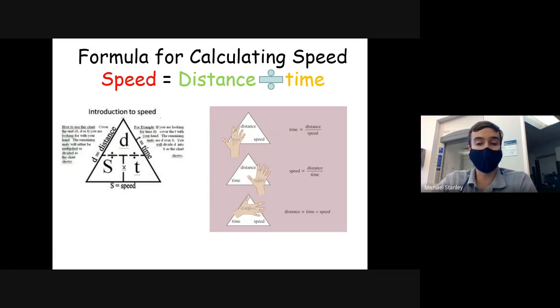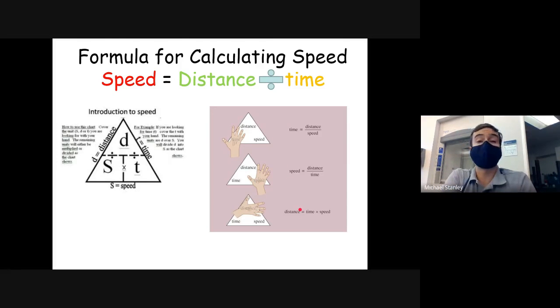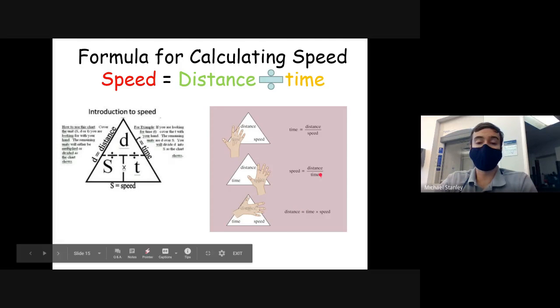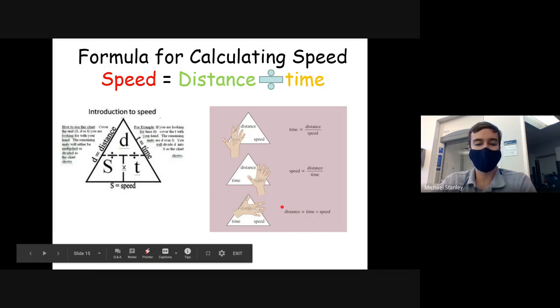Again, we looked at this a little bit earlier, where if you know 2 of these measurements, if you know distance and time, or you know distance and speed, or you know time and speed, then you can use one of these formulas to calculate the other. And there are some questions on the homework where it gives you 2 of these measurements, and you have to calculate the third one. So you may have to calculate time, or calculate speed, or calculate distance.